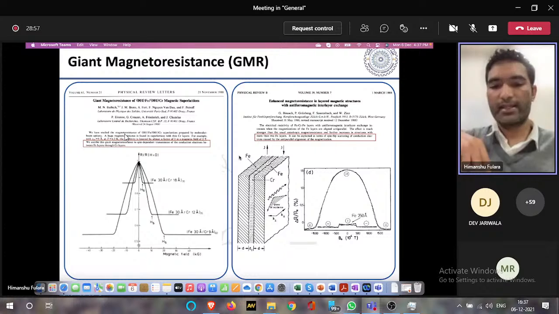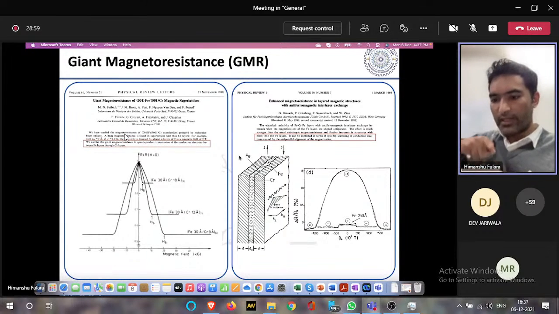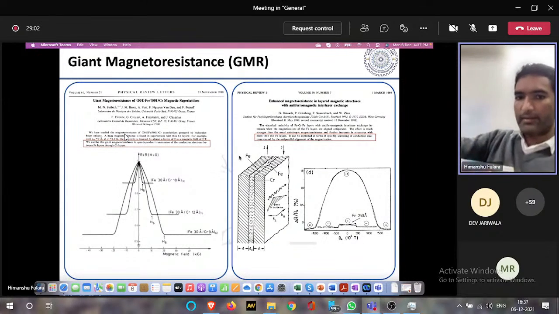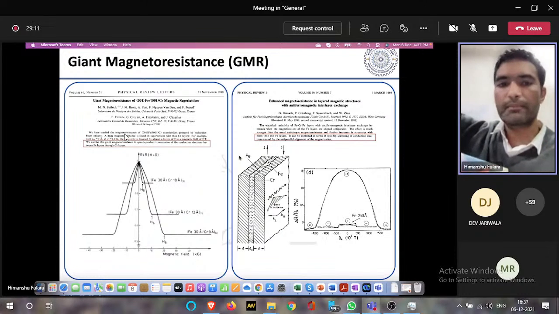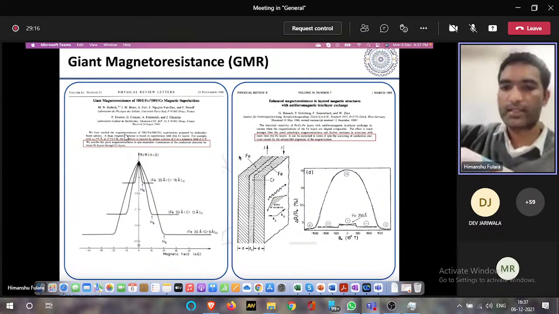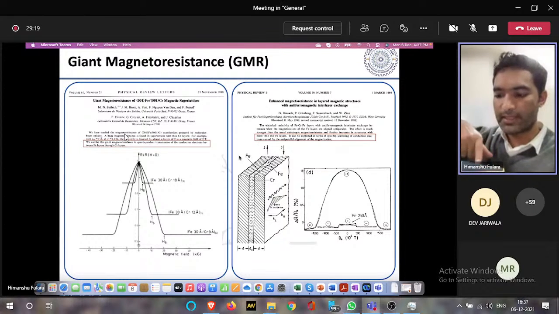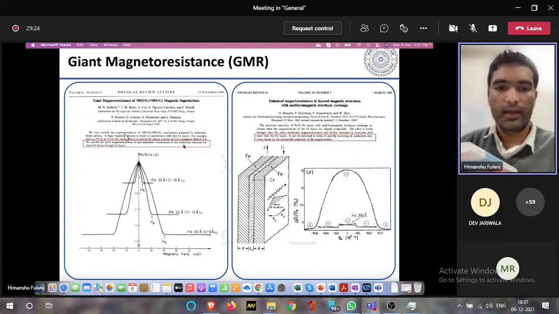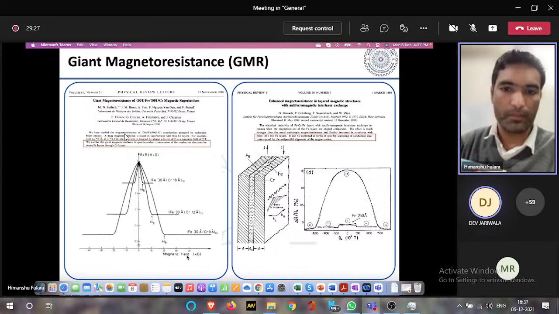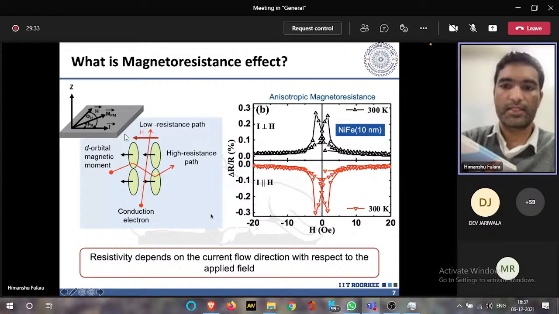You make 4 contacts, and in one case you apply the magnetic field in plane. You supply current to 2 terminals and measure the voltage across the other 2 terminals. This voltage divided by I gives you the resistance. If you measure this resistance as a function of changing magnetic field, you observe this type of response. This is the response which I measured during my PhD.